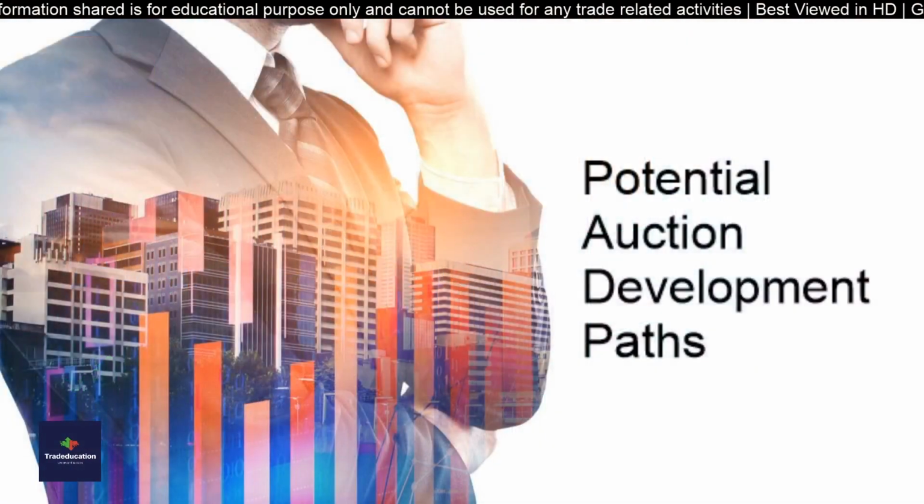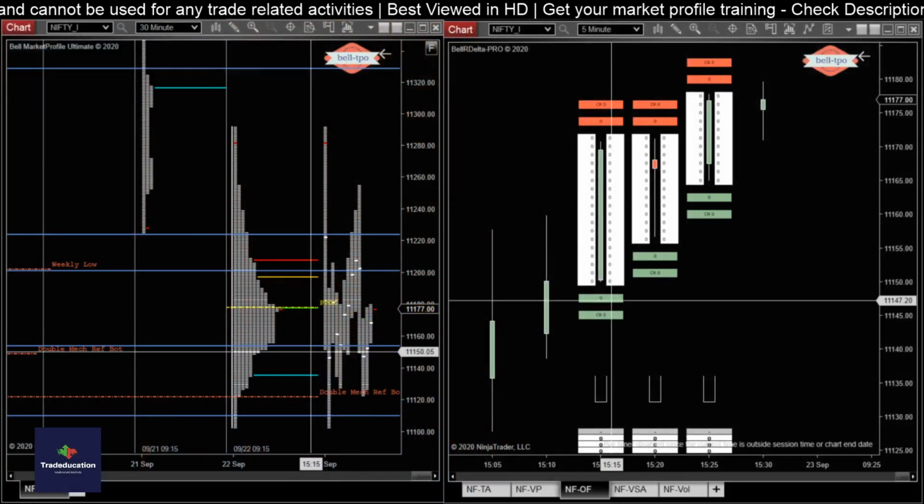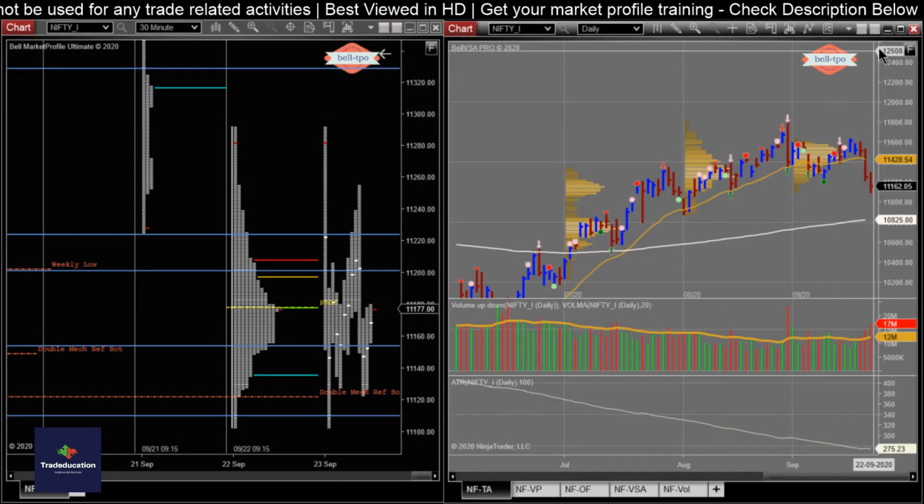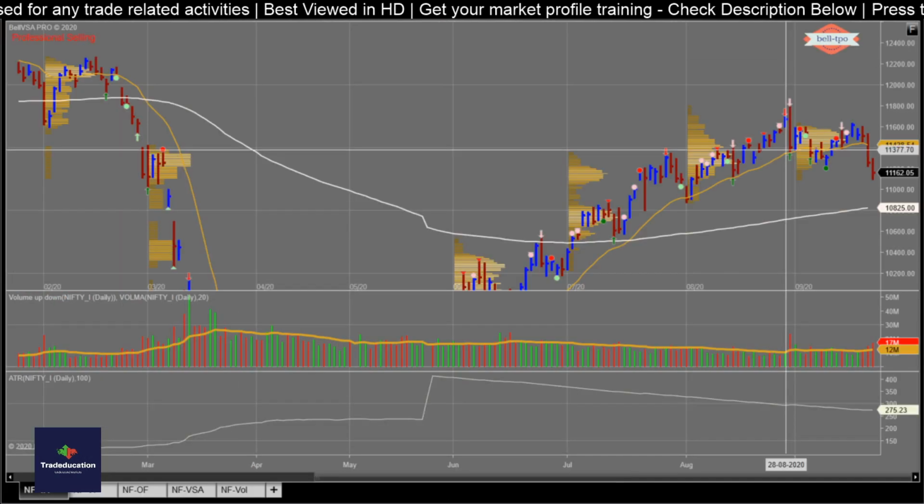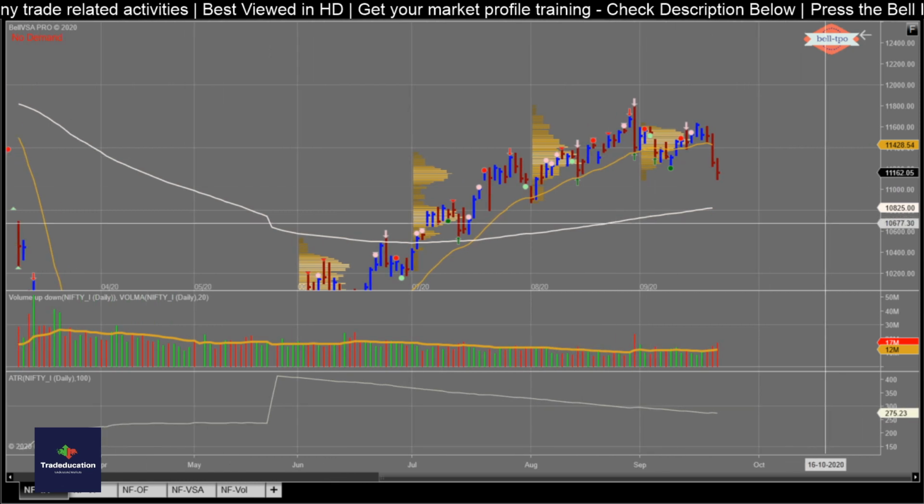Okay, so with that, let's quickly look at and study the auction which developed yesterday and what can be the potential auction development paths for today from an intraday perspective. Let me quickly share my screen, and first of all, let me jump to the daily time frame analysis, or the daily chart.